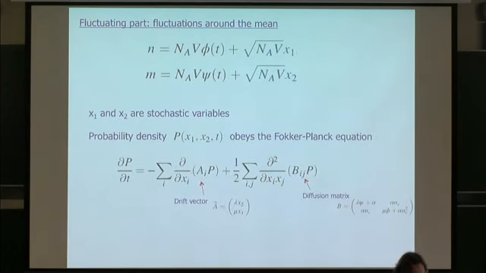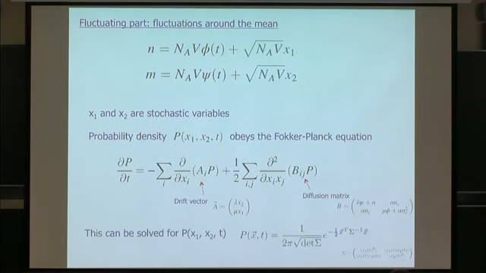Okay, but then what about the fluctuations? What about the stochastic part? Now we have to consider these stochastic variables which describe the fluctuations around the mean. The probability density of these stochastic variables x1 and x2 obeys a Fokker-Planck equation, and you can derive the coefficients, the diffusion matrix and the drift vector, in this Fokker-Planck equation by doing a Taylor expansion of the stochastic master equation, and that's what Uri did.